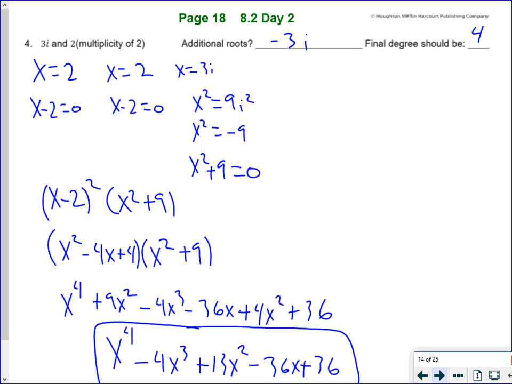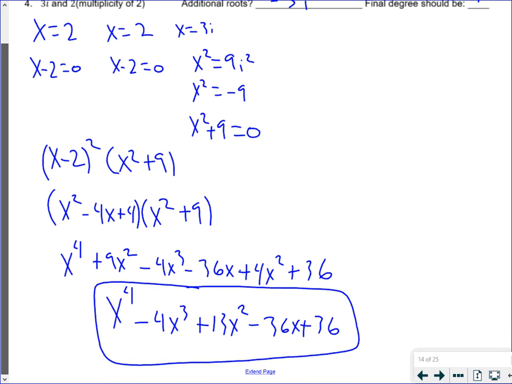Okay, so this is what you should have gotten with number 4. We did the little shortcut method we talked about in the past 2 slides. We have x equals 2, x equals 2. Since we have a multiplicity of 2, we have that twice, and x equals 3i. For the x equals 2's, I'm going to set them equal to 0, so -2 on both sides. I get x minus 2 equals 0 and x minus 2 equals 0. For x equals 3i, I don't have to move anything around since the i is already isolated.